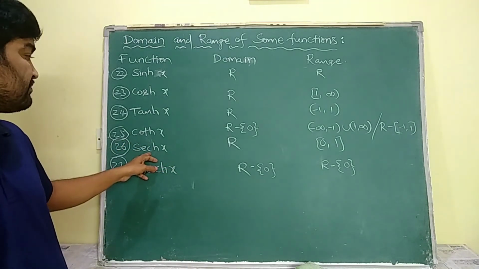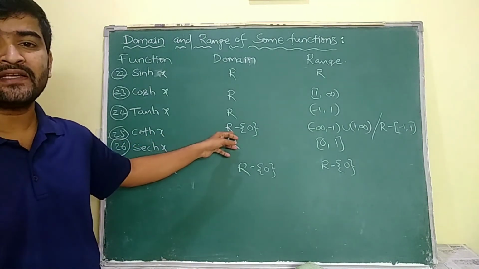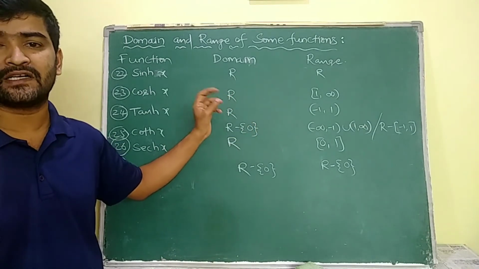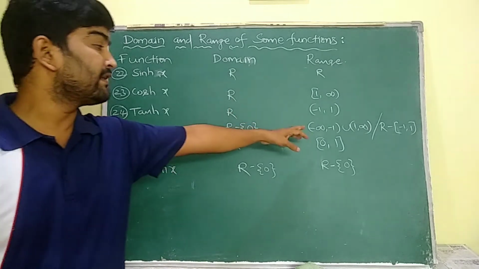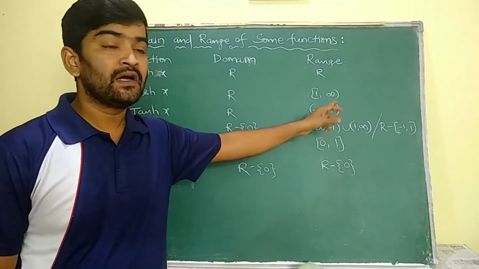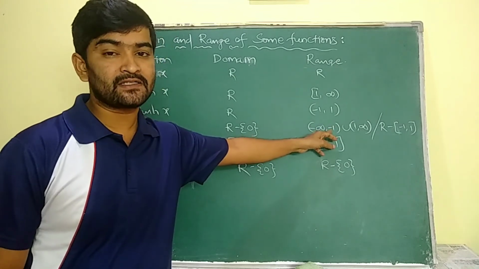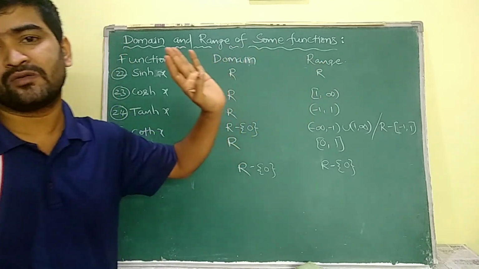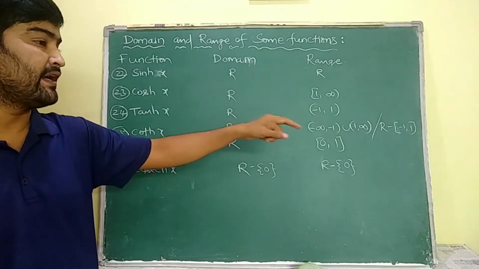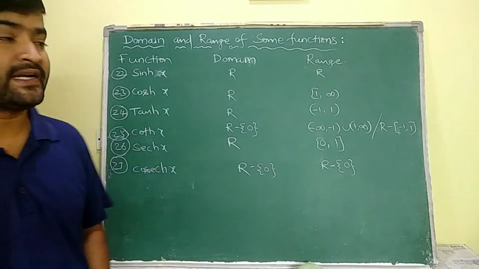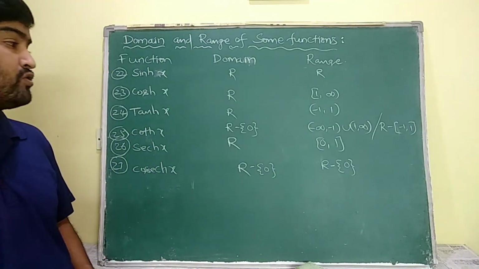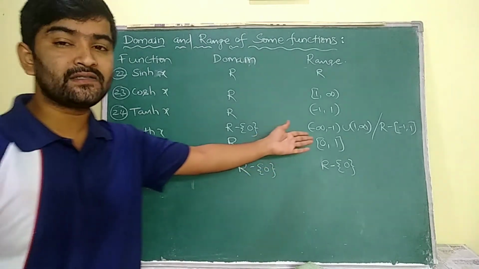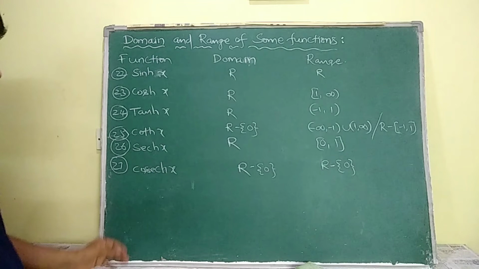Now cot hx, its domain is R minus the set of 0. That means we have to remove that 0 from the real numbers and I may place any other value. Then its range is from minus infinite to minus 1, excluding that minus 1, and 1 to infinite, there also we have to exclude that plus 1. Or we may write real numbers minus the closed interval -1 to 1. Secant hx, its domain is real numbers and its range is from 0 to 1, including 0 and 1.